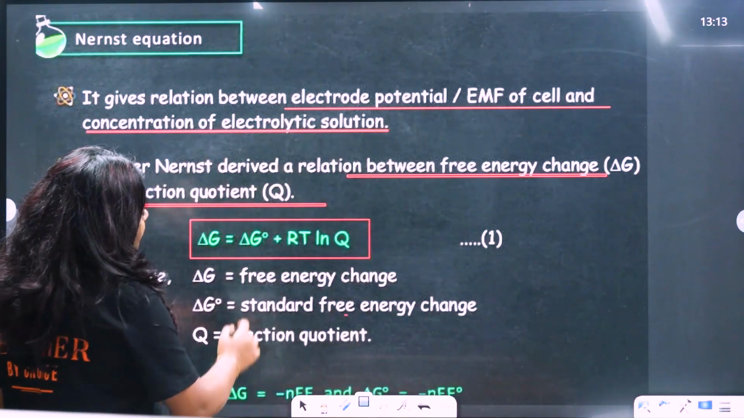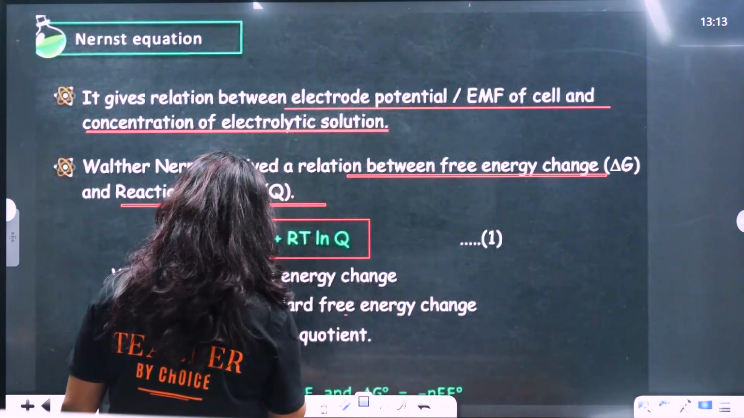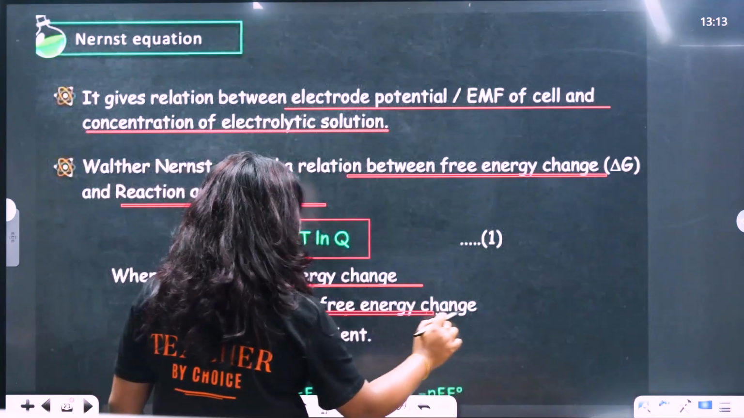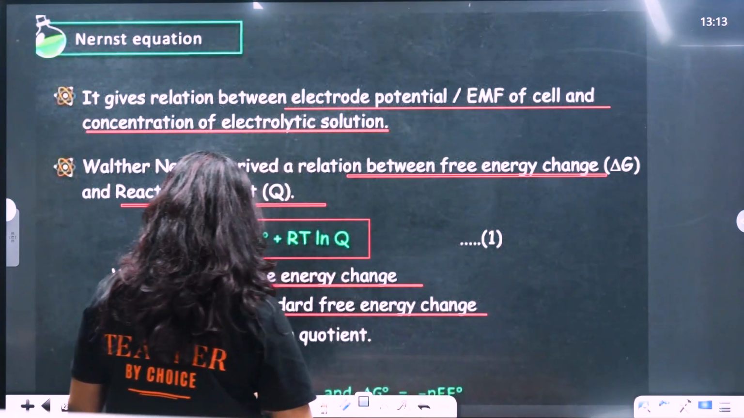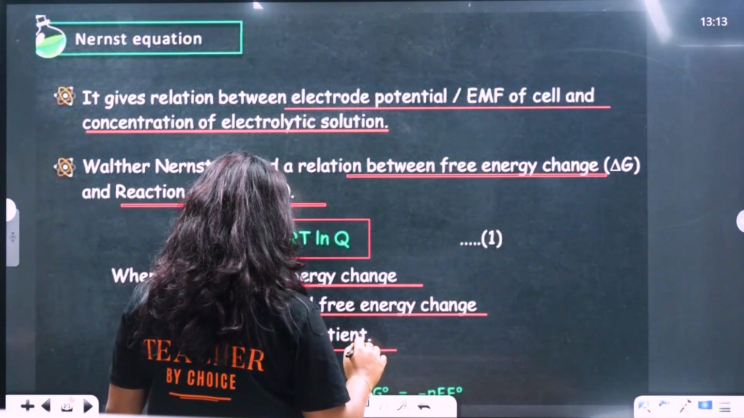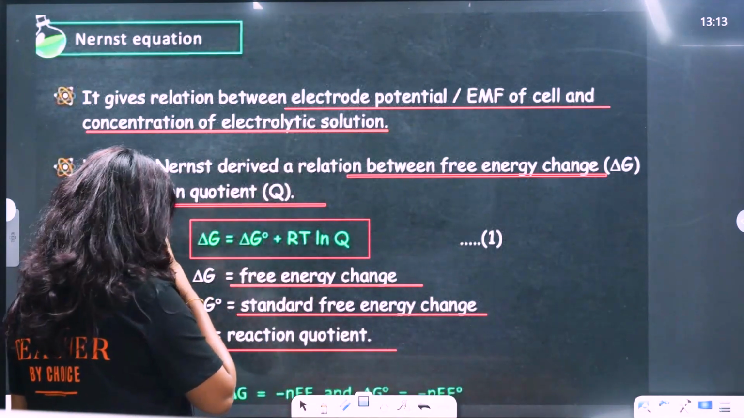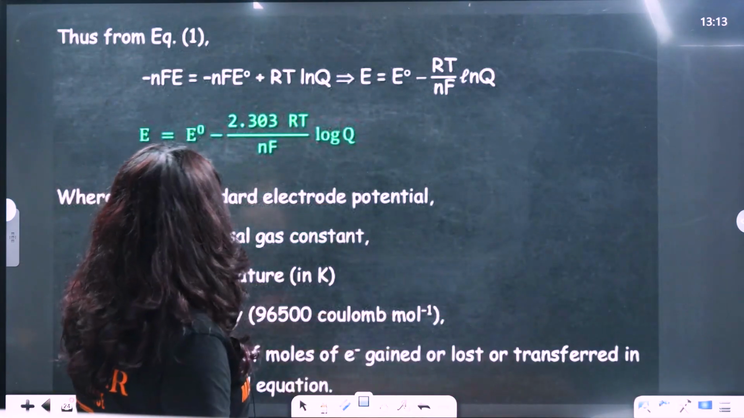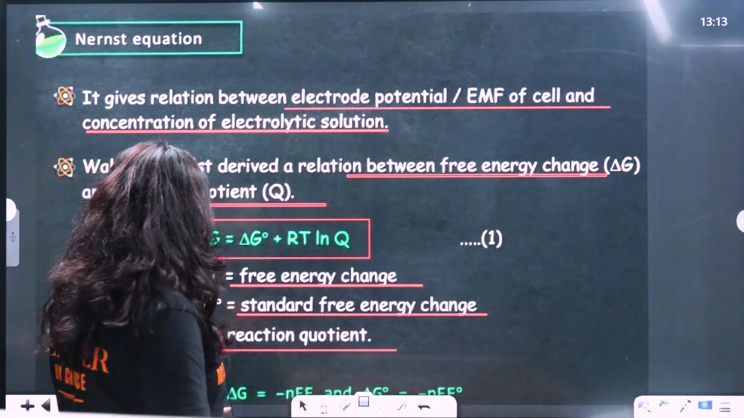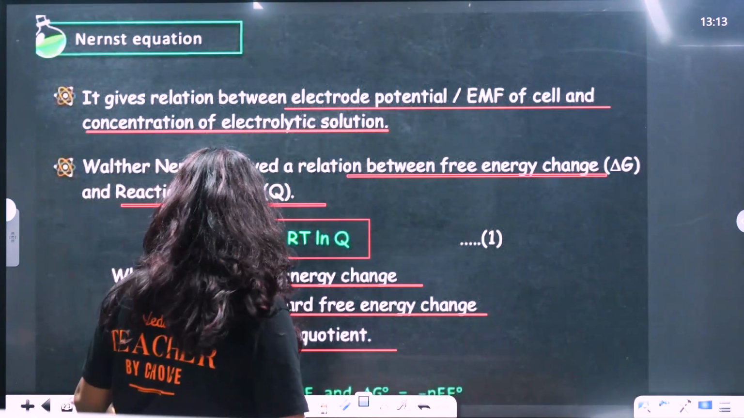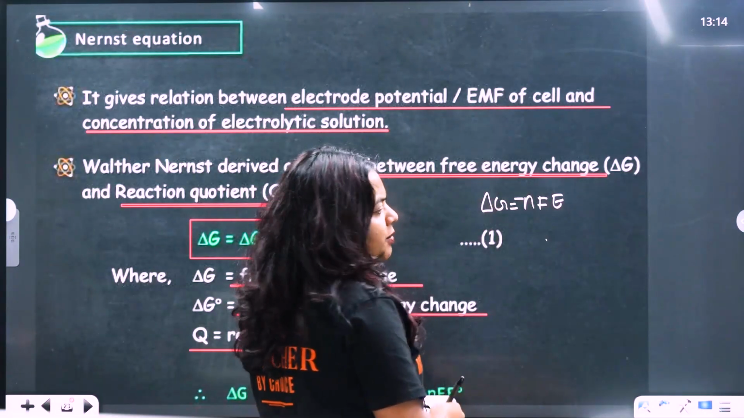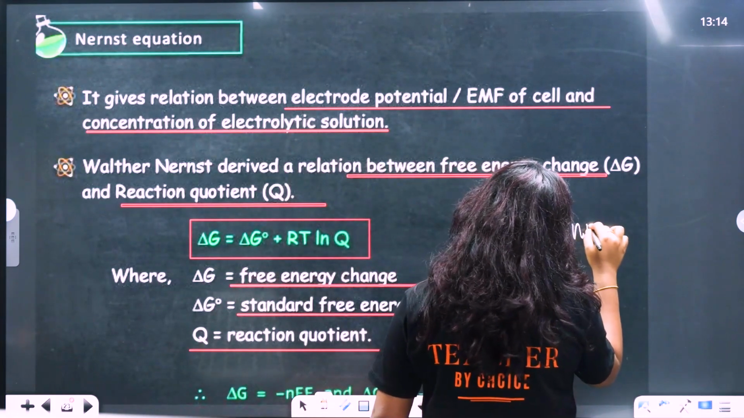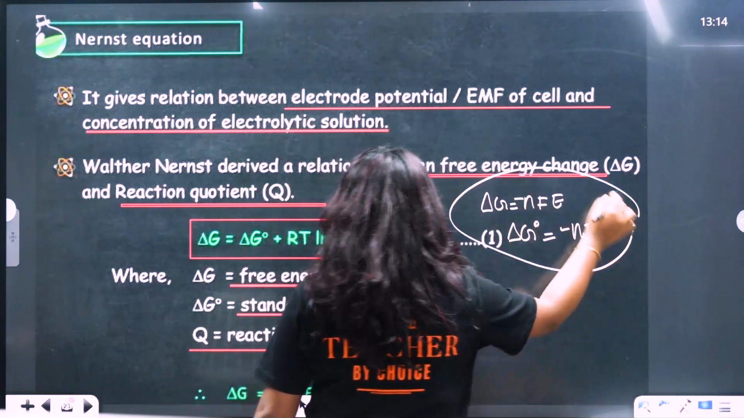Here delta G is the free energy change, delta G naught is the standard free energy change at standard condition, and Q is the reaction coefficient. Delta G is equal to minus NFE and delta G naught is equal to minus NFE naught cell. That you know, right? Now we are going to substitute these values into equation 1. One second, I will write this here. Delta G is equal to minus NFE, and delta G naught is equal to minus NFE naught.